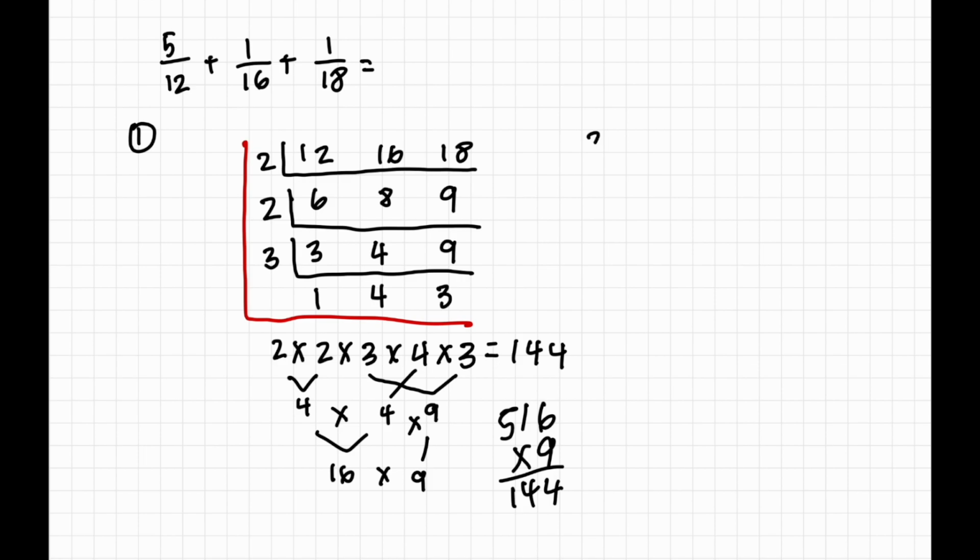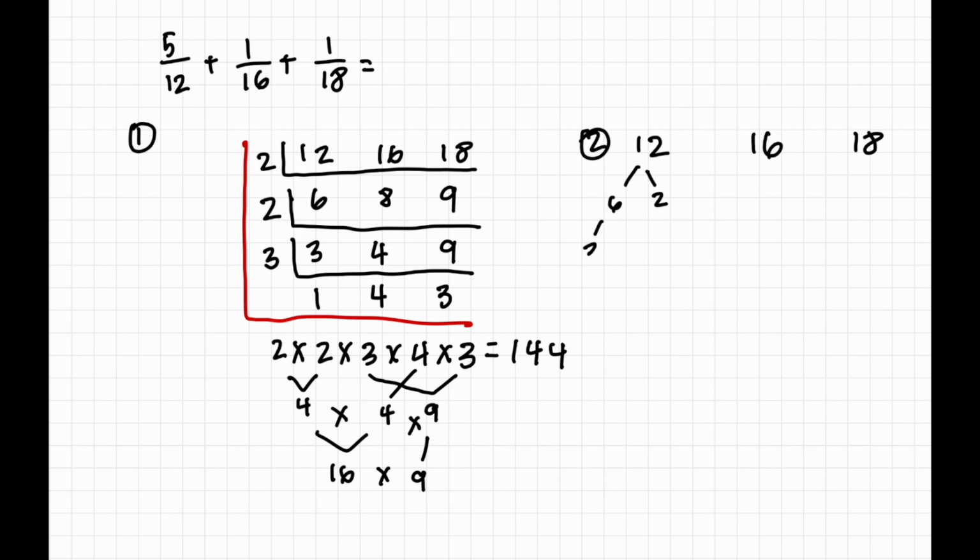And if we do the second method, 12, 16, and 18, we would prime factorize. So what is 12? It's 6 times 2. But 6 isn't a prime number, so you can divide that into 3 times 2, which makes it 3 times 2 to the power of 2. You're exactly right.